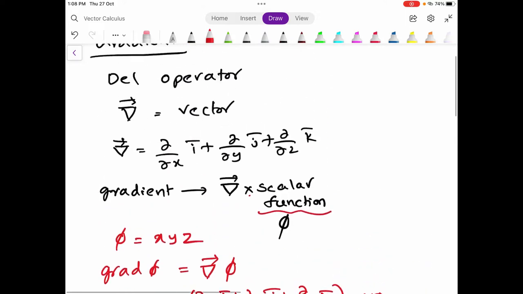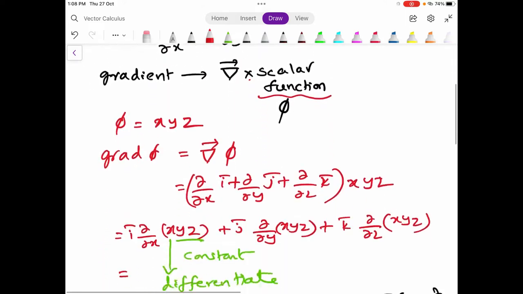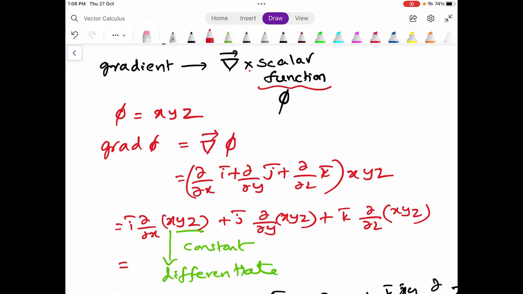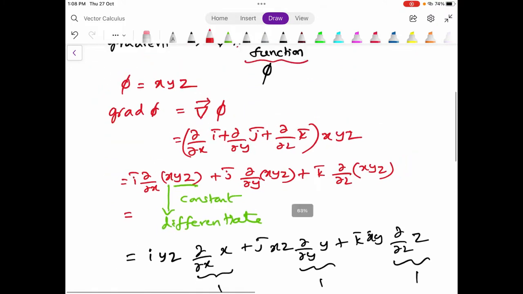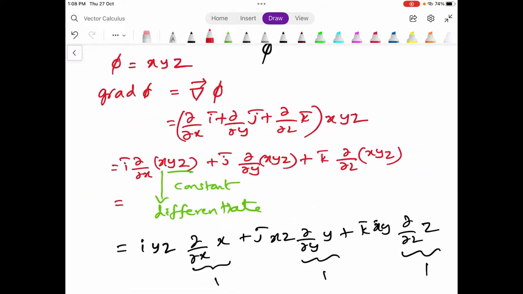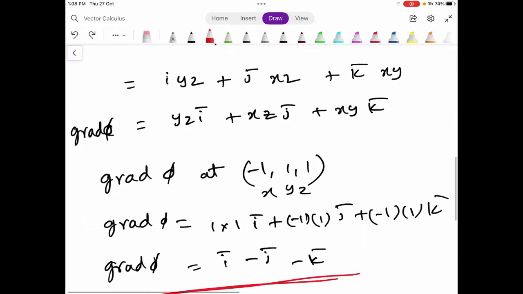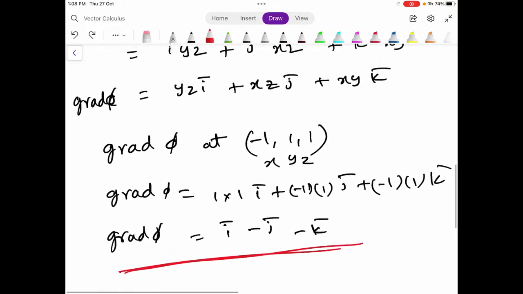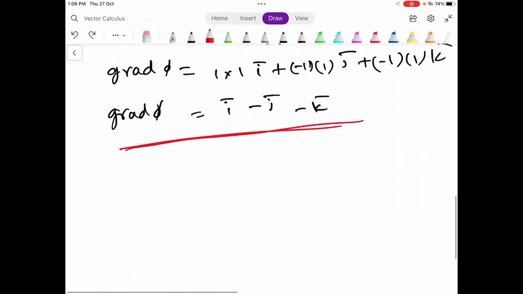So this is how you have to find the gradient of a scalar function. Instead of xyz you can take other functions also. What we have done is take phi, a scalar function, and multiply it with the del operator. Okay, is it clear? So this is the gradient.